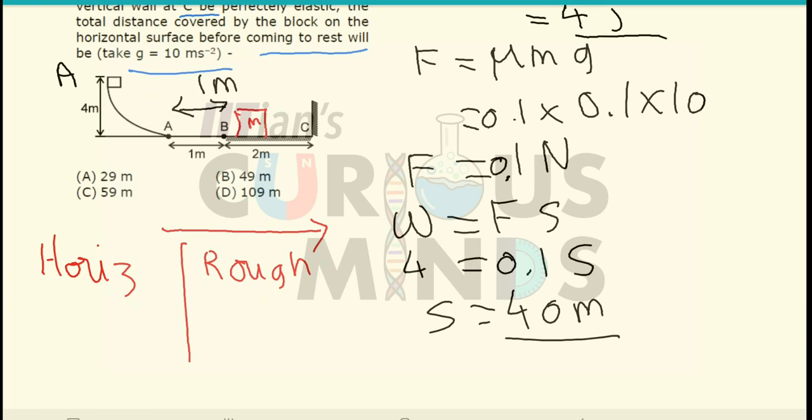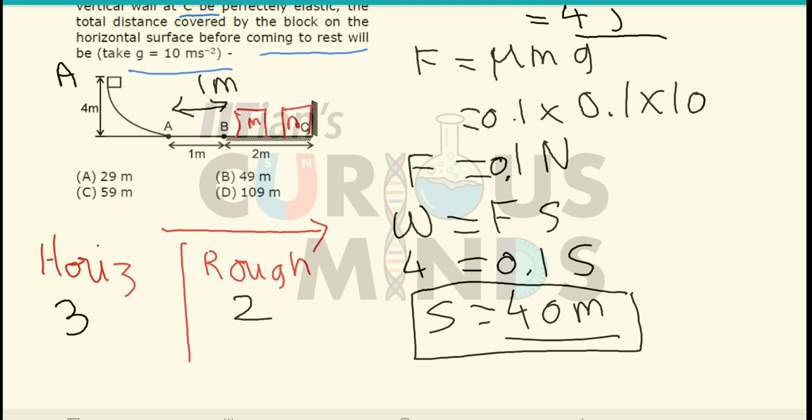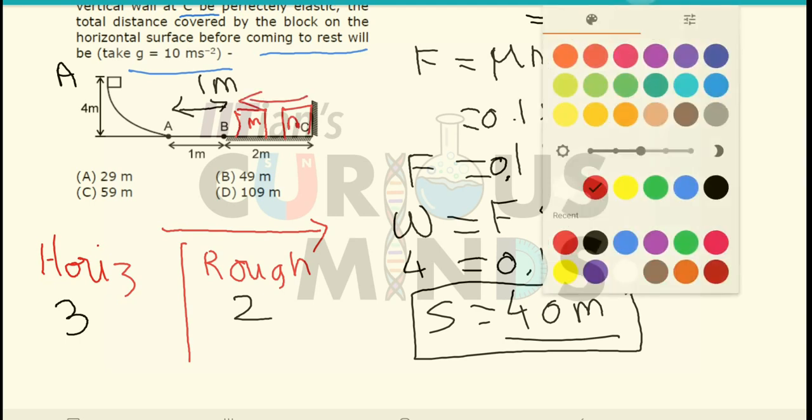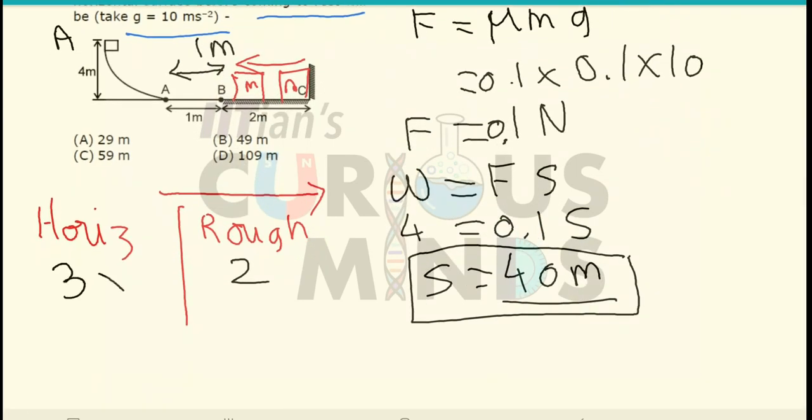So going from A to B, it covers a 3 meter distance on the horizontal surface and 2 meter on the rough surface. So on the rough surface, it can travel a total of 40 meter, okay. When it comes to point B, it collides and again returns, retracing its original path. So when it again comes to point A, it will again trace a distance of 2 and 2, 2 times on the rough patch and 2 times on the horizontal distance.